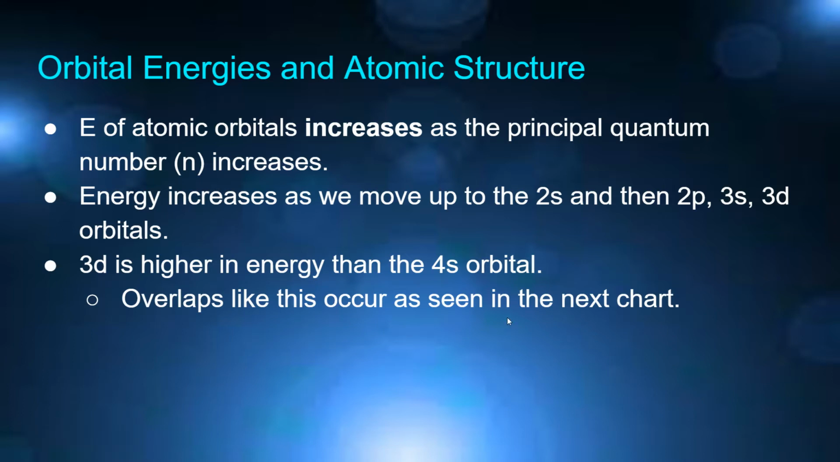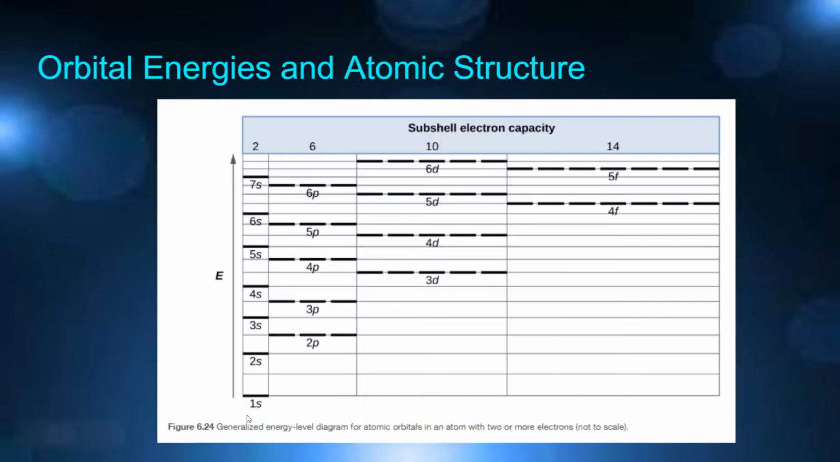So we'll see these overlaps in this next chart. As you see in this chart, the energy level is going to increase as we go up this chart. So 1s is going to have a smaller energy than 2s. 2p is going to have a greater energy than 2s. 3s greater than 2p. 3p greater than 3s. 4s greater than 3p. 3d is greater than 4s.